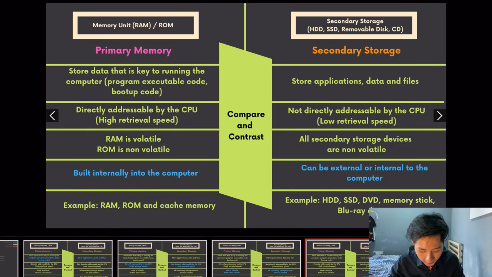Alright? And the primary memory is built internally into the computer, but the secondary storage can be external or internal, which means you can have a removable hard disk if you want to, but you can't have a removable RAM or ROM in your computer. And examples of primary memory are your RAM, your ROM, and your cache memory, and the secondary will be your HDD, SSD, and also your DVD, Blu-ray disc, etc.